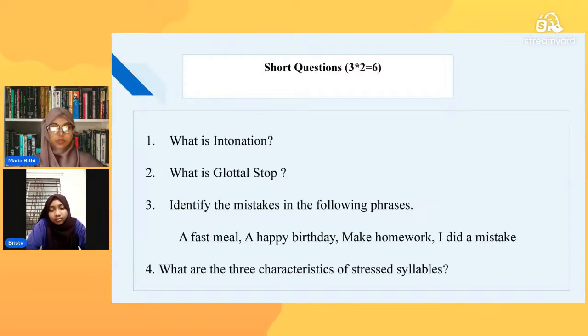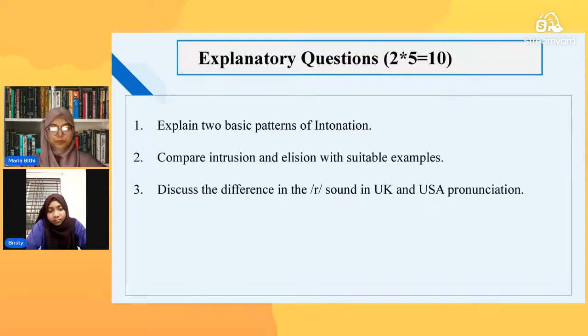Okay, fine. So you're done? Yes. Okay, moving on. Here we have some explanatory questions, and you can choose 2 questions from here. Before that, please note that each question will carry 5 marks. So what are the questions that you will choose?